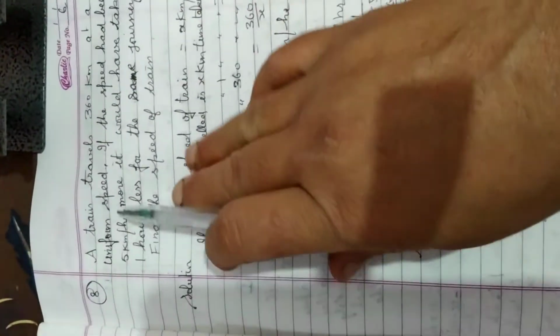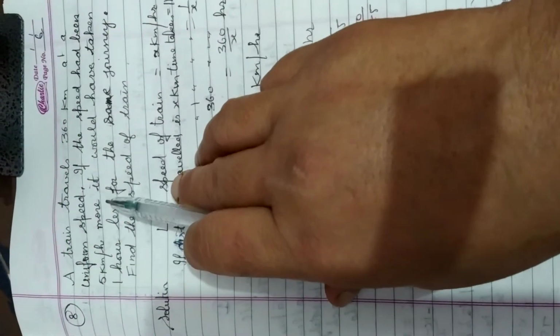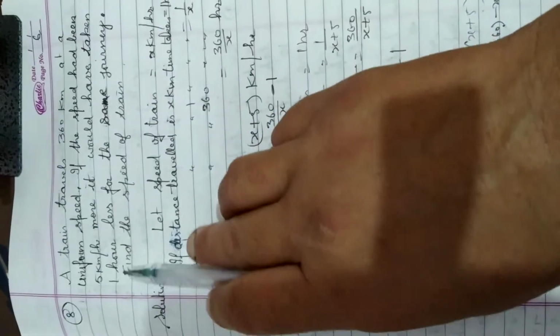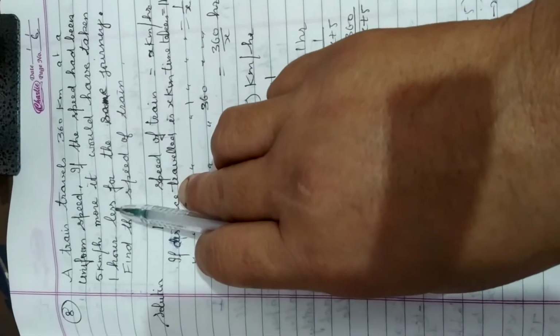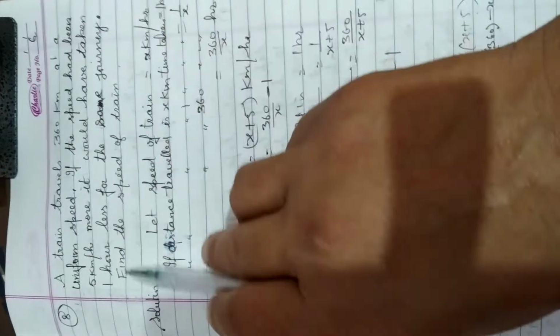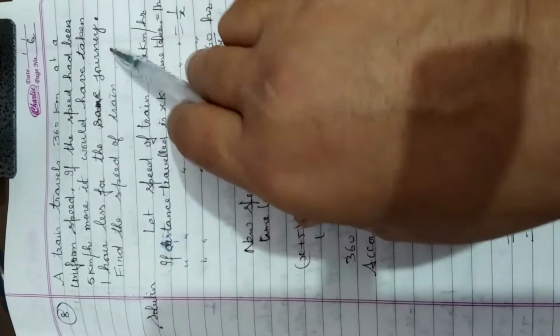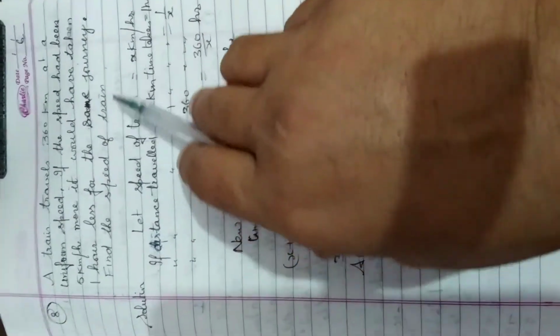Now the next question is question number 8. A train travels 360 km at a uniform speed. If the speed had been 5 km per hour more, it would have taken 1 hour less for the same journey. Find the speed of the train.